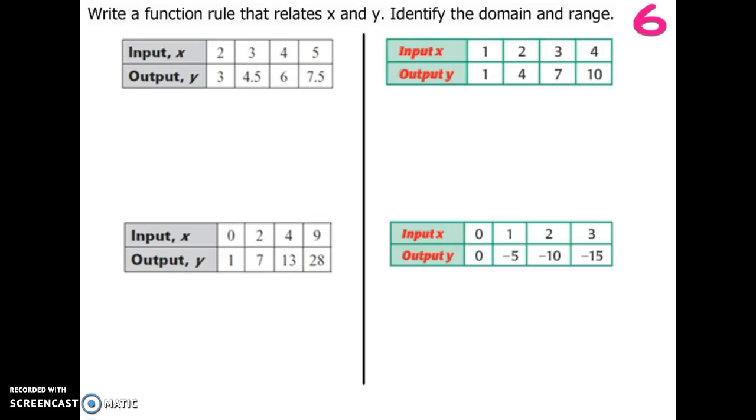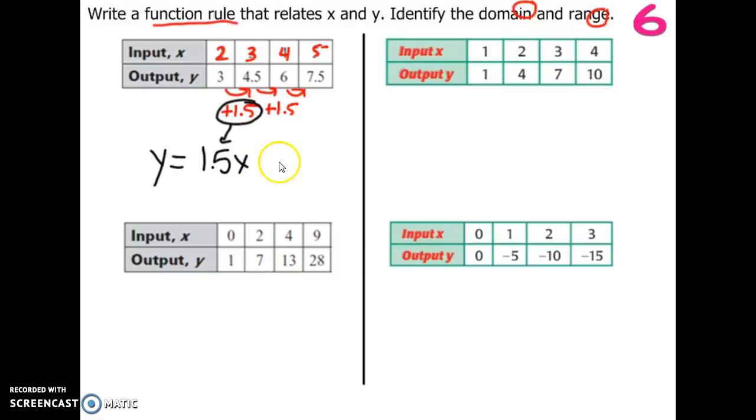So let's look at our next problem, which says write a function rule. Another word for a function rule is just an equation that relates x and y. Identify the domain and the range. So first, we need to identify our pattern, making sure that our x's go by ones. 2, 3, 4, 5. So our pattern, what happens each time to get from one number to the next? From 3 to 4.5, we have to add 1.5. That also works moving along our y's. So our equation is y equals 1.5x. Remember that pattern goes in front of the x.